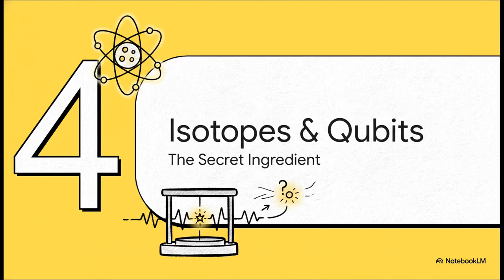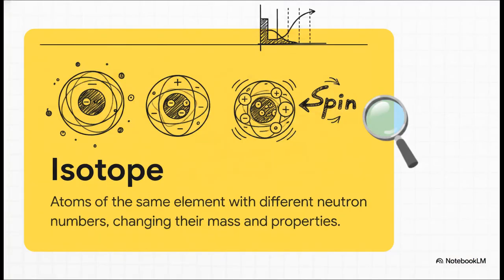Part 4, Isotopes and the Perfect Qubit, the Secret Ingredient. To find the perfect qubit, the ultimate vessel for quantum information, we have to look past the electrons entirely. We actually have to look deep inside the nucleus itself. That secret ingredient lies in isotopes.